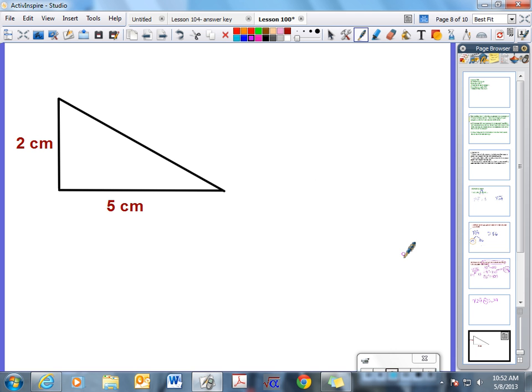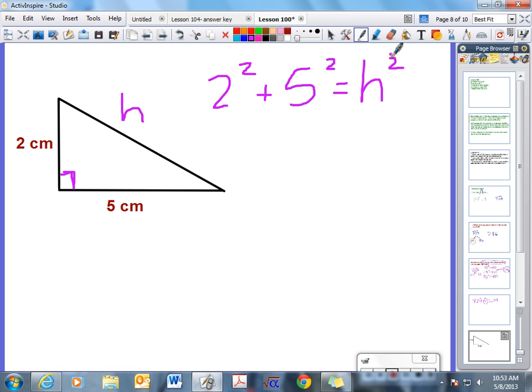Okay, this is a right triangle. Let's use our Pythagorean theorem and let's figure out what the hypotenuse equals here. And I think you'll see what I'm talking about. If I take 2 squared and I take 5 squared, that should equal h squared. That's our Pythagorean theorem. Okay, we learned that in lesson 99. Now let's put the values with this. So 2 squared is 4. 5 squared is 25. That makes h squared equal 29.